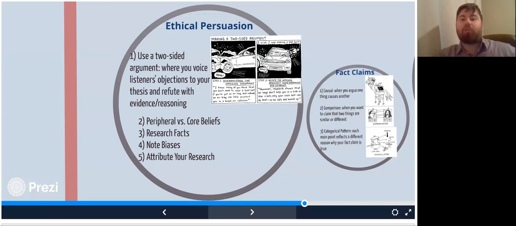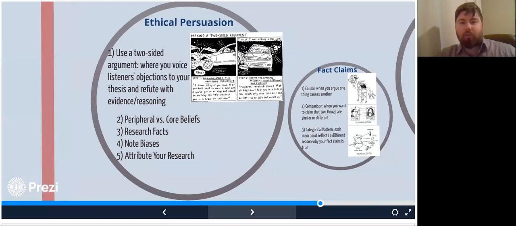And then attribute your research. So give credit where credit is due, show where you got your information. And pretty much all of you have done a good job of giving me your works cited and telling me where you got your research from. So make sure to not forget that important factor, that you're giving credit where credit is due.